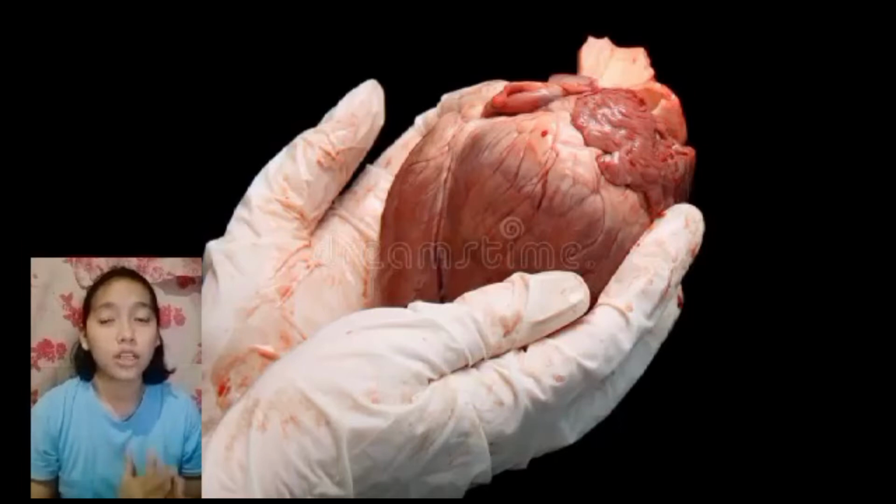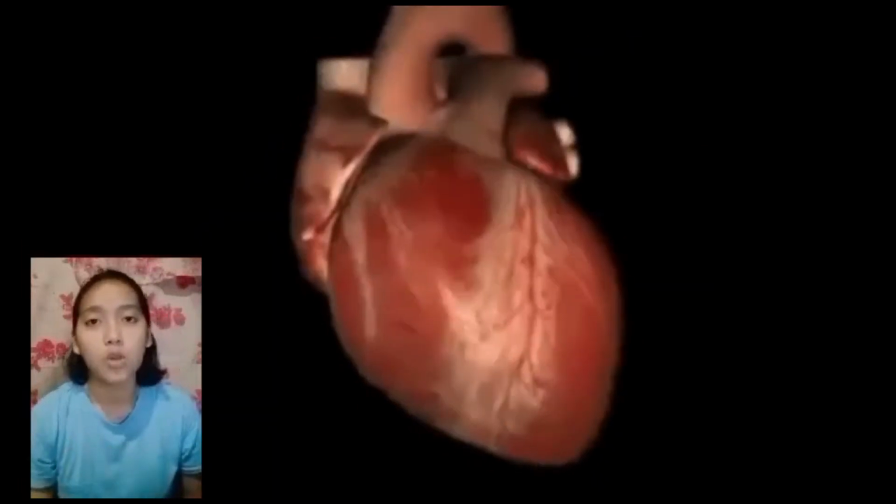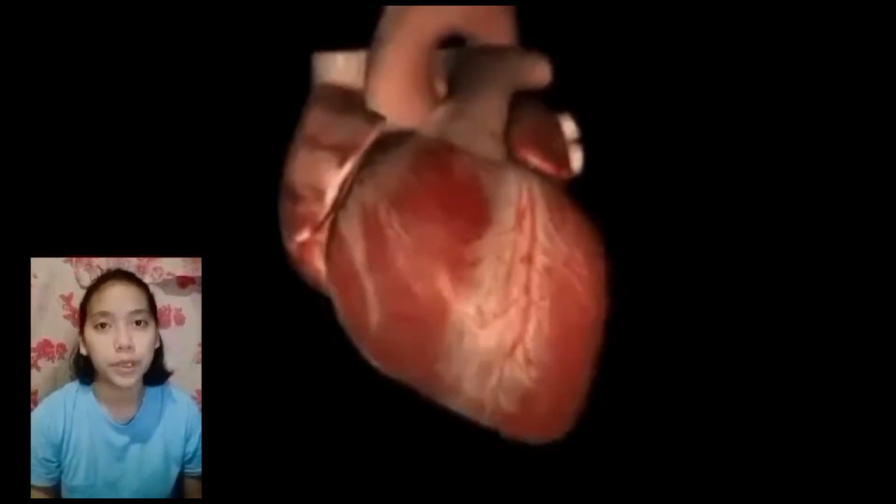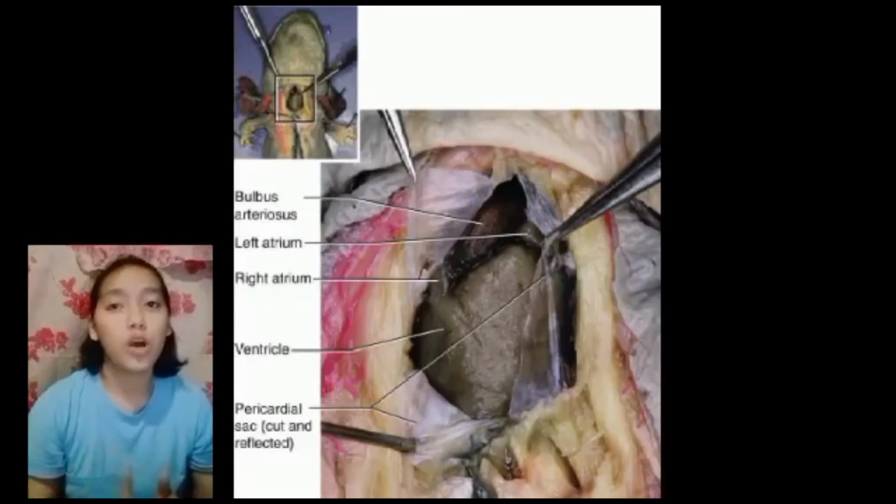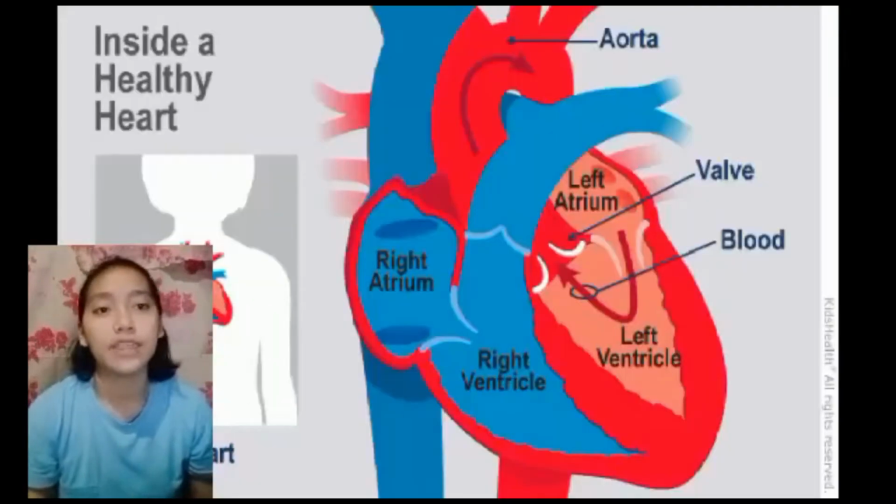This is how the heart looks, and this one is how the heart looks when it is pumping blood. This one is what we call the pericardial cavity, and this is the atrium or auricles. And this one is the ventricles.